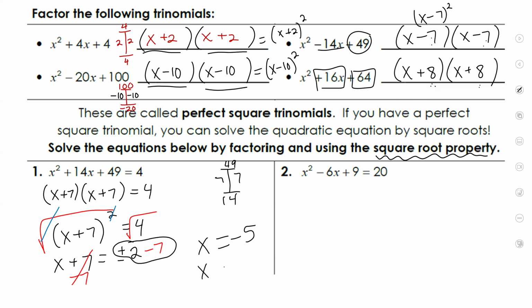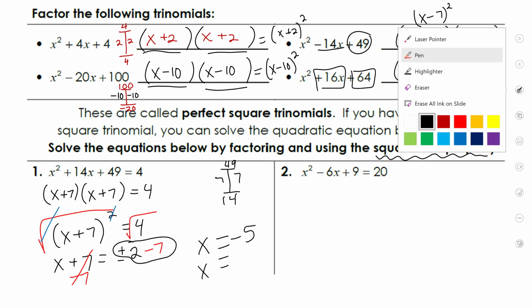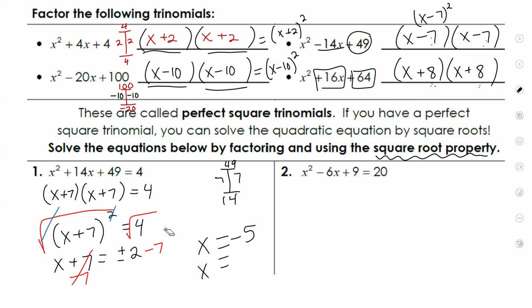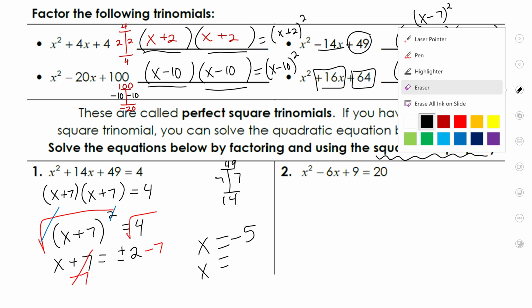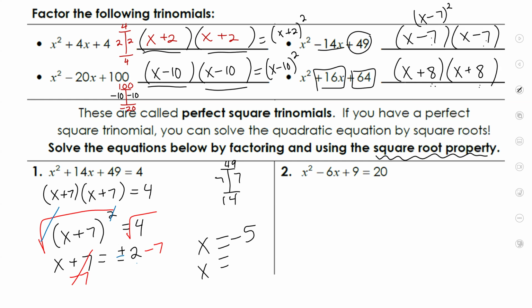And let's do it where it's a -2. So let me erase the circle that I drew. And now we're going to look at -2 minus 7. Because we have two cases. It's plus or minus 2. Okay? So what's -2 minus 7? -9. So those are my two answers.